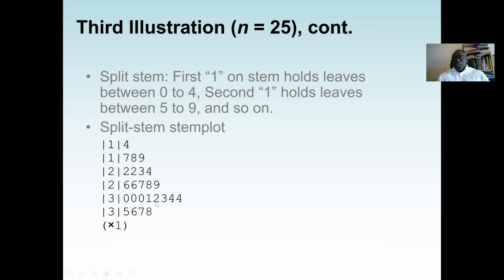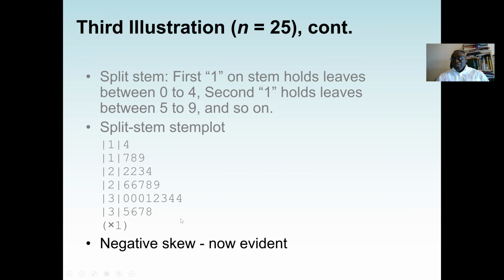This is skewed to the left. So that's called a negative skew. It's skewed to the left. Skew to the left is negative skew. Skew to the right is positive skew, because right is increasing and left is decreasing.